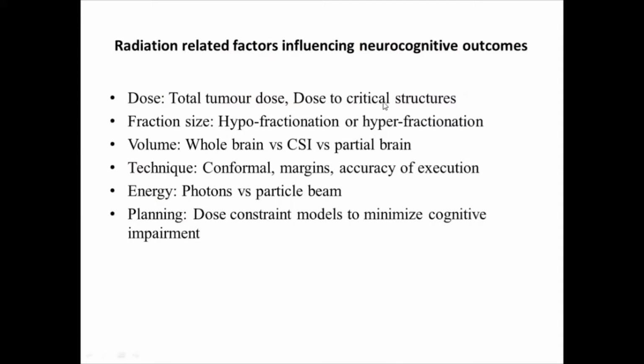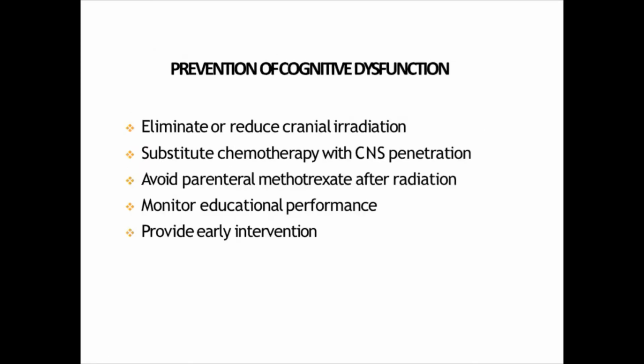So radiation-related factors influencing the neurocognitive outcomes are dose, such as the total tumor dose, the dose to the critical structures, whether it's hyperfractionation or hypofractionation that we have treated, whether it's a whole brain or craniospinal irradiation or a partial brain treatment, techniques that we have used, whether it's conformal, margins that are given, accuracy of execution, the energy that we've used, photon versus particle beam, and obviously the planning, the dose constraint models to minimize the cognitive impairment.